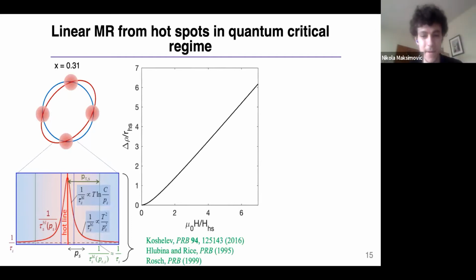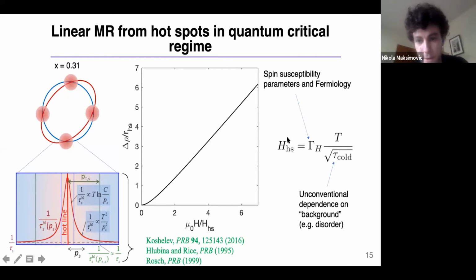It's basically B squared at low fields and crosses over to linear at high fields. Now there's a few experimental tests we can do. So here I show what this magnetoresistance parameter looks like. There's this coefficient, which is a very complicated function of spin susceptibility parameters in fermiology. It's very difficult for us to calculate this and compare it to experimental data because there's a lot of unknowns here. One of the things we can compare is the dependence of these parameters on the background scattering rate.